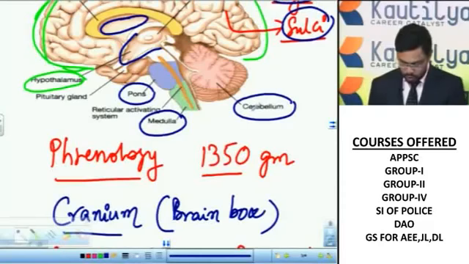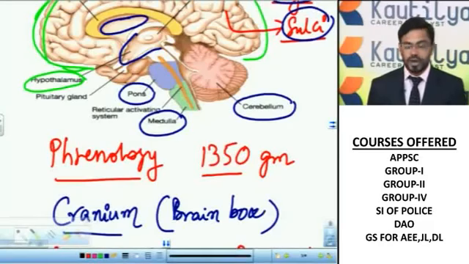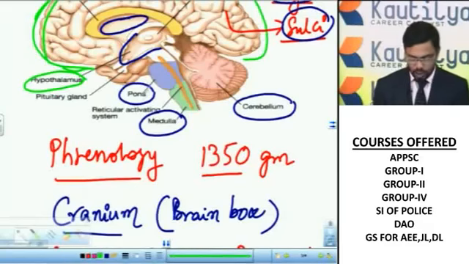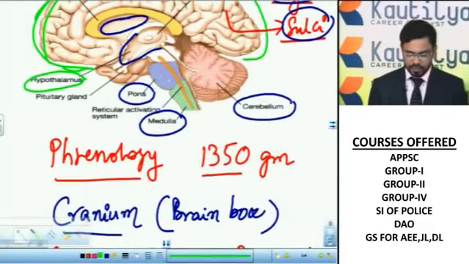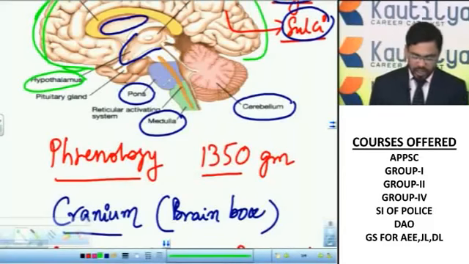The cerebellum is a very sensitive part of the brain. It is also called the small brain. It controls and coordinates the muscular movements, that is, musculoskeletal movement. It controls locomotion. Next, the pons. It acts as a bridge between the cerebellum and medulla oblongata, and between the brain and the spinal cord.